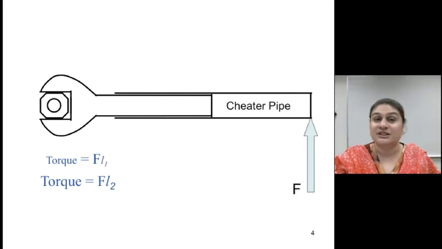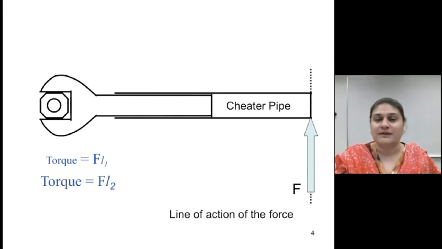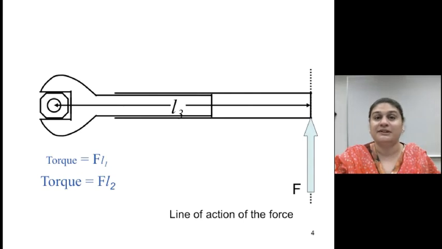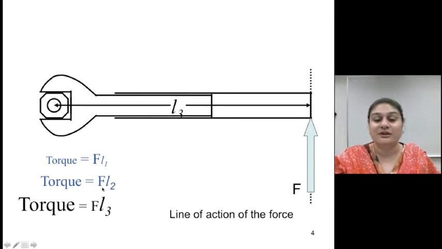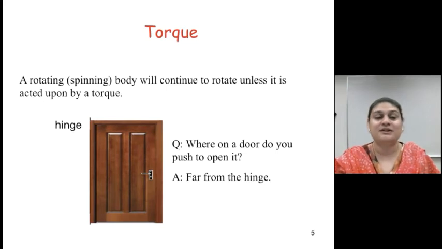Well, if he's going to apply the same amount of force, but he's going to increase the length of the pipe, what he's doing is basically increasing his moment arm. In this case, the moment arm is the largest, and the force is being applied at 90 degrees, which is absolutely perfect. So the torque will be the greatest. Why? Because in this case, L3 is bigger than either L1 or L2. Interesting. On the other hand, the flip side is that a rotating, spinning object will continue to rotate unless it is acted upon by a torque.